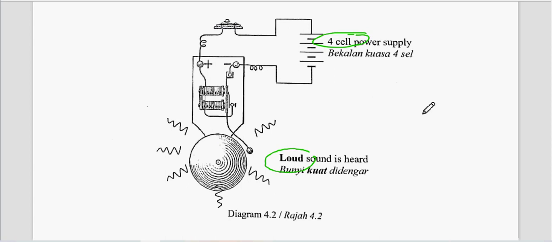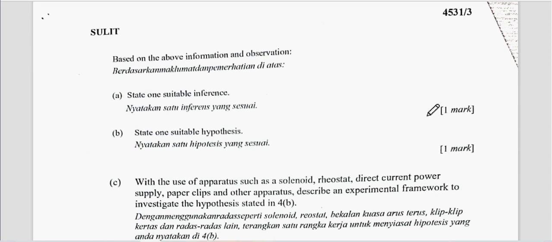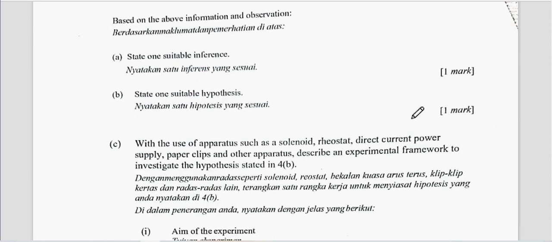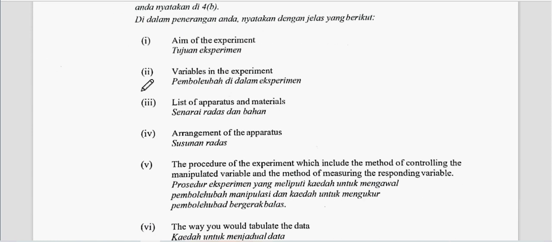Now look at the question. You must have in your mind that this is something to do with the electromagnet. Based on the information and the observation, you need to write an inference and a hypothesis. After that, they give you a solenoid, rheostat, direct current power supply, paper clips and other apparatus. Describe an experimental framework to investigate the hypothesis that you already mentioned above. And in your description, you need to write all this. I think you are familiar with this already if you are a Form 5 student.